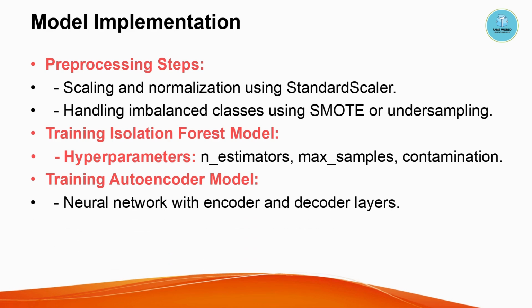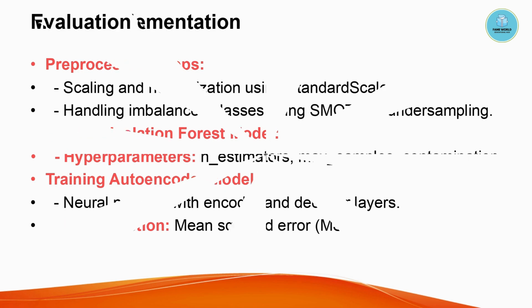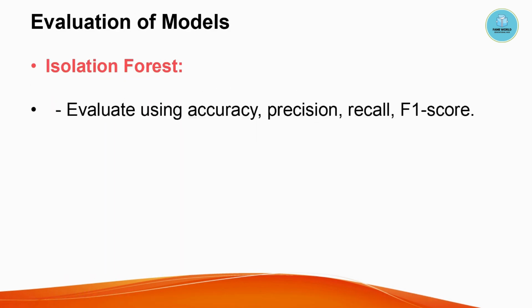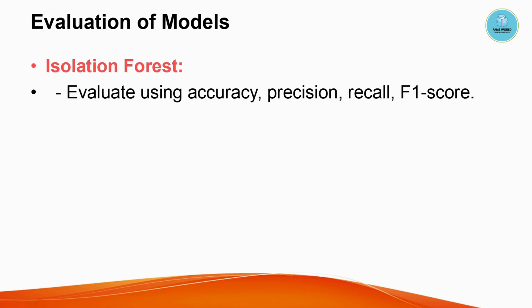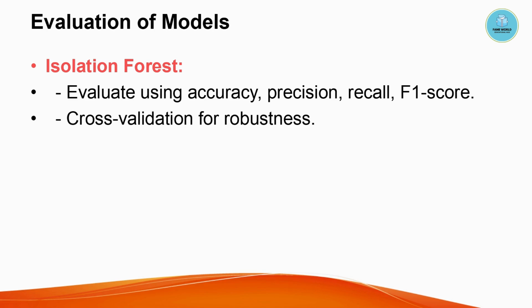For the autoencoder model, we create a neural network with an encoder and a decoder. The network is trained using mean squared error, that is MSE, to minimize the difference between the input and its reconstructed version. After training the models, we need to evaluate their performance. For isolation forest, we use traditional metrics such as accuracy, precision, recall, and F1 score. Precision and recall are especially important in fraud detection as we want to minimize false positives and false negatives.